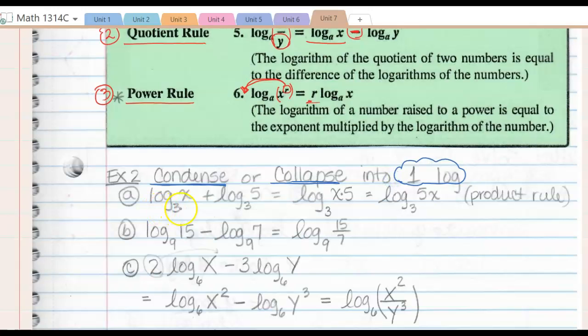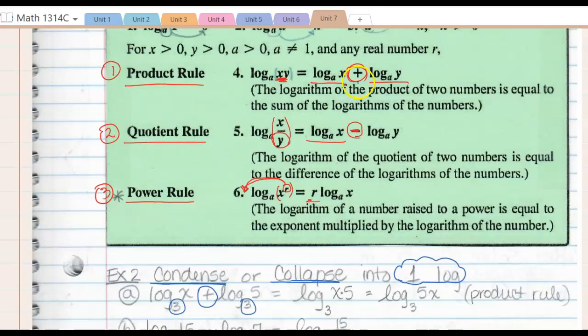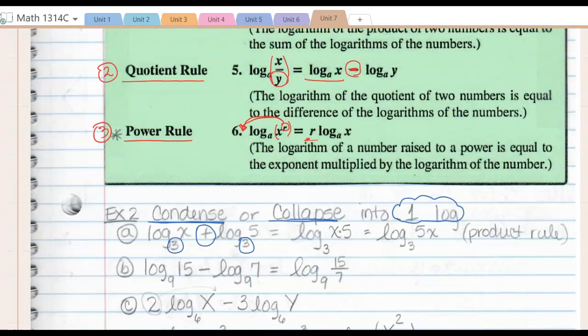So notice we have log base 3 of x plus log base 3 of 5. Because the logs have the same base, I can write this as one log. Because we're adding the two logs, remember from the product rule, if you're adding, then it's the same thing as multiplying those values. So in our case, we're going to have the log base 3 of x times 5, and that's what you see here. Normally we would write that as 5x. So we used the product rule to find that.